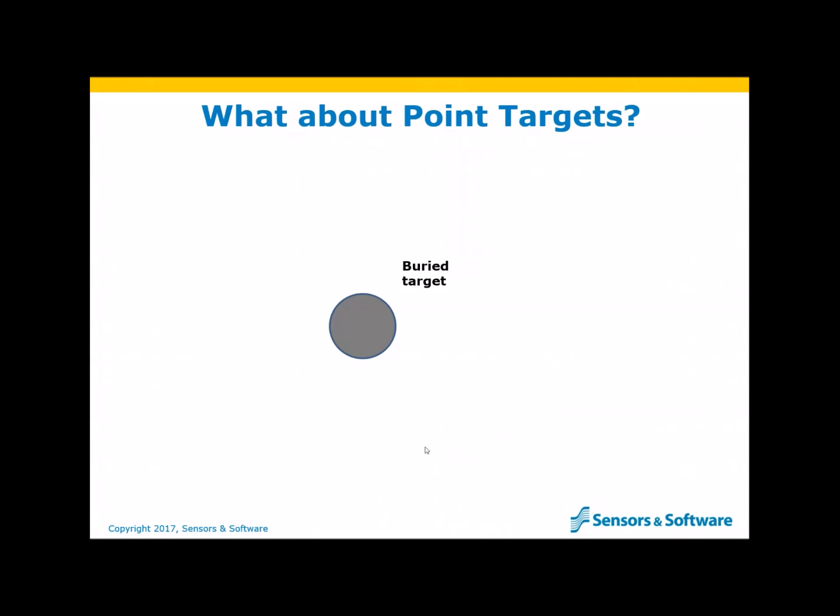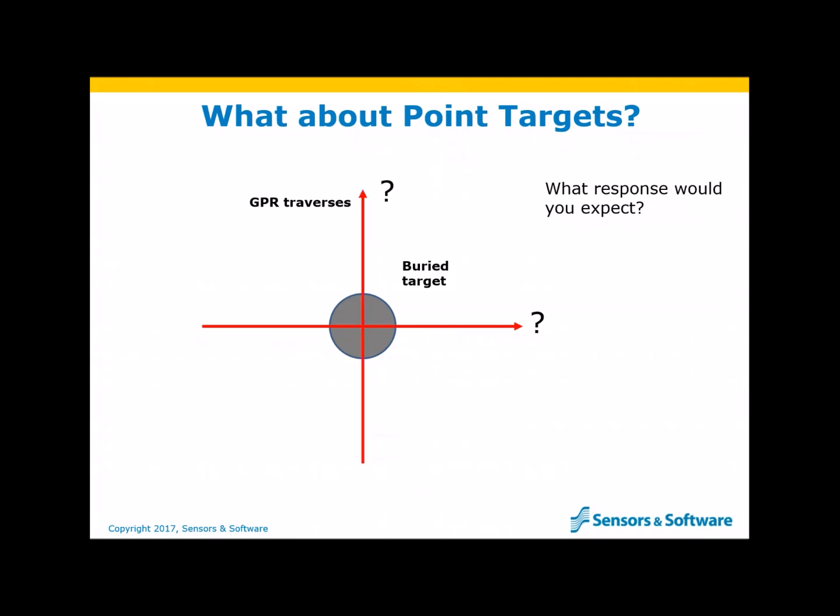But now I want to talk about point targets, single objects in the ground. Now these single point objects are probably not too interesting to utility locators, but they are interesting to archaeologists and forensic investigators. Say you had a buried cannonball and you went over it with a GPR. What would you expect to see? I think most of you would say a hyperbola. And you would be right.